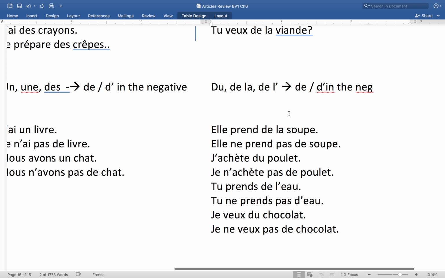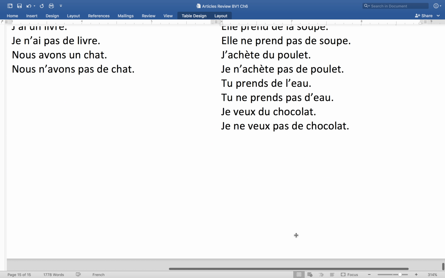Elle prend de la soupe. Elle ne prend pas de soupe. J'achète du poulet. Je n'achète pas de poulet. Tu prends de l'eau. Tu ne prends pas d'eau. Je veux du chocolat. Je ne veux pas de chocolat.